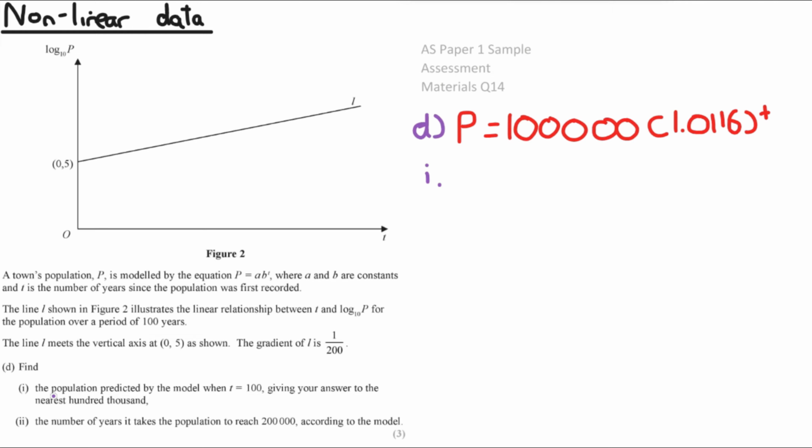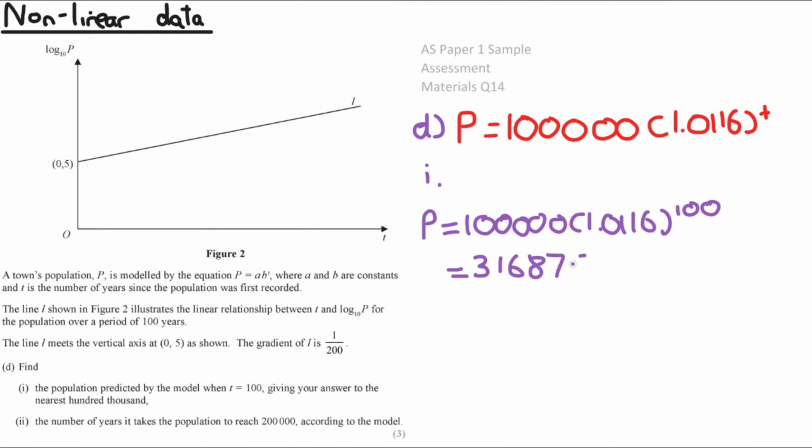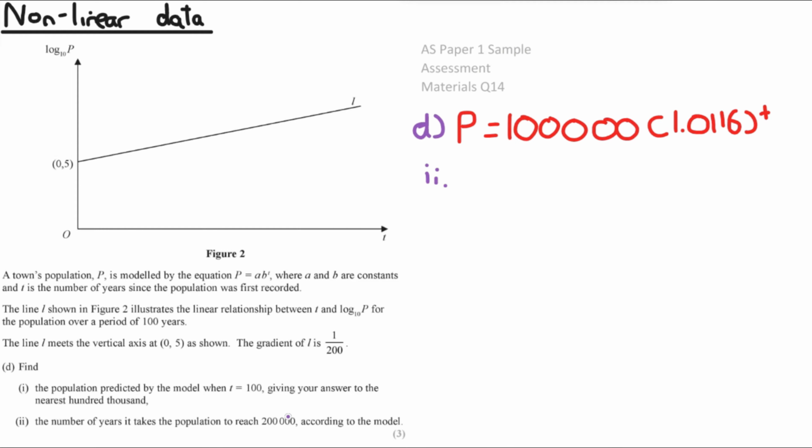So for part d(i), we need to find the population that is predicted by the model when t is equal to 100. And this is really easy. We just sub in the value when t is equal to 100. So it's going to be p equal to 100,000 of 1.0116 to the power of 100. If you put that into a calculator, it gives a value of 316,000, but it says it wants the answer to the nearest 100,000, and to the nearest 100,000 it's going to be rounded down to 300,000.